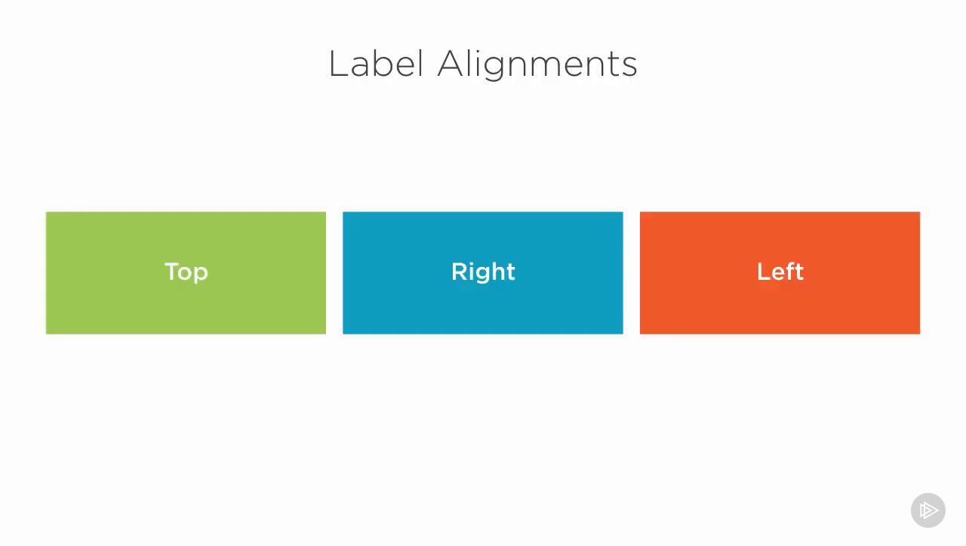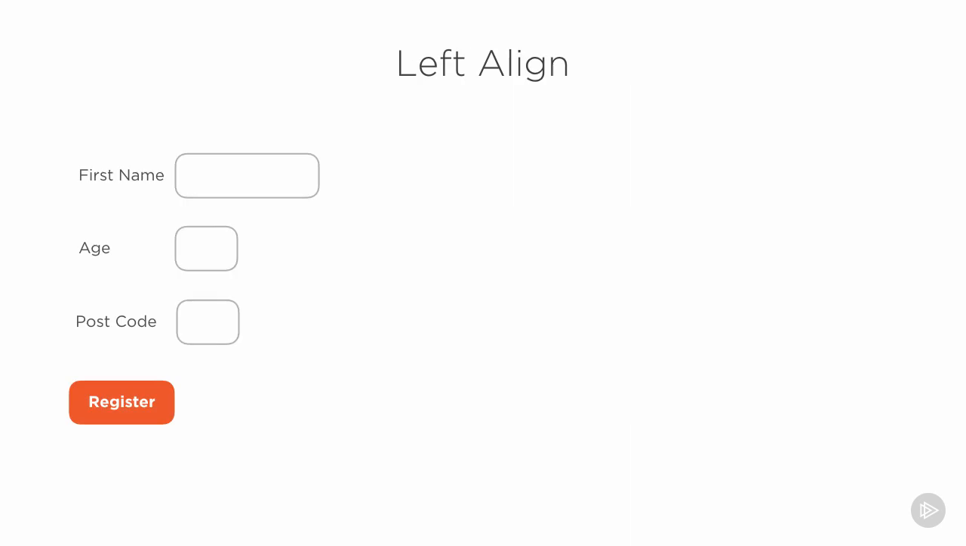Now in terms of alignment, we've got 3 choices: top, right, and left. Let's study each of these in more detail. Left align takes the most brain power and is the slowest, because often we associate things that are close to each other as related. When there is a gap between a label and an input field, your brain needs to think a bit harder to relate those things.